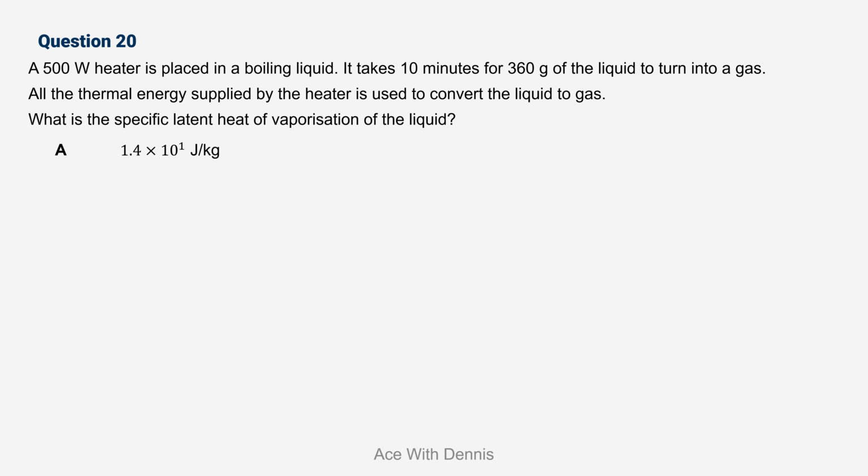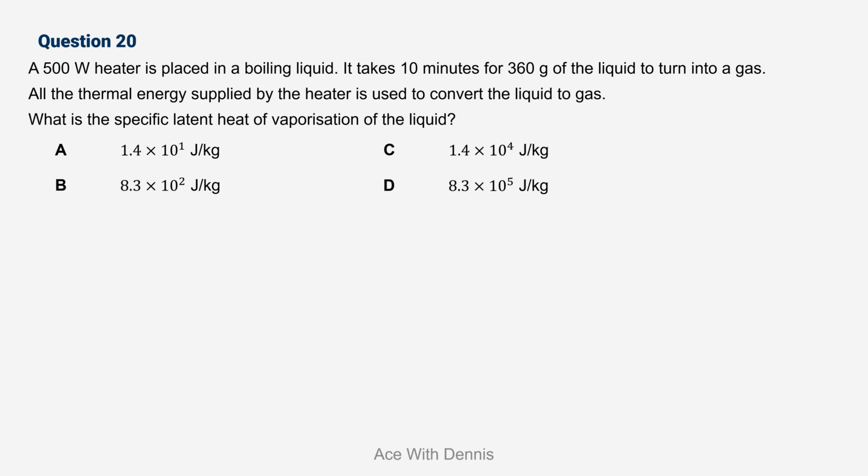A. 1.4 times 10 to the power 1 joules per kg. B. 8.3 times 10 squared joules per kg. C. 1.4 times 10 to the power 4 joules per kg. Or D. 8.3 times 10 to the power 5 joules per kg.